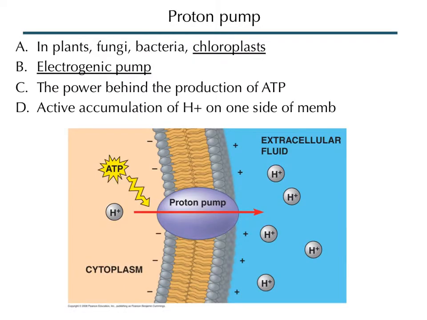Proton pumps are also electrogenic because they are pumping ions, so the positive charge is going to build up, in this case on the outside, in the extracellular fluid, and in this case the negative is on the inside. This is an active transport, so it does take energy, in this case in the form of ATP.